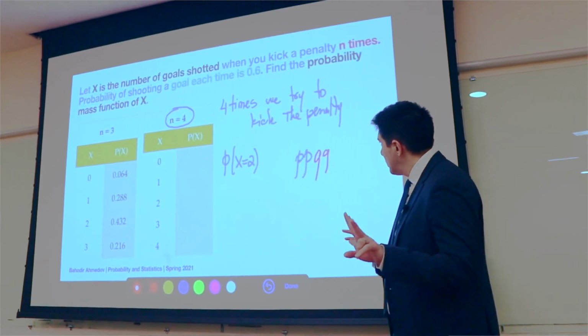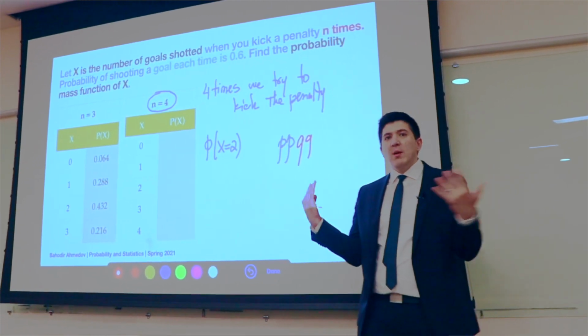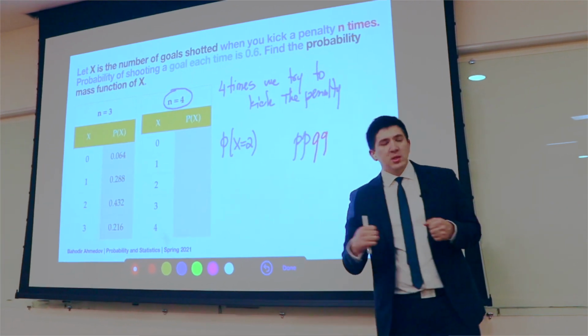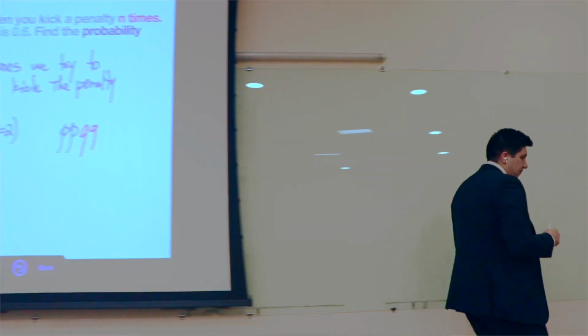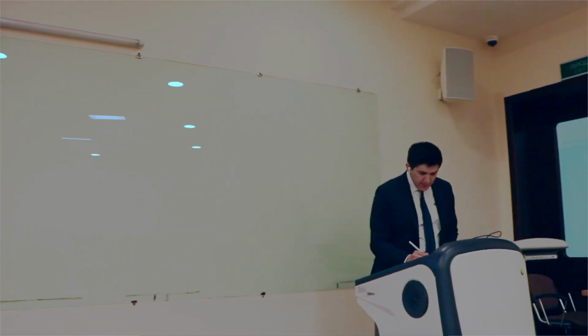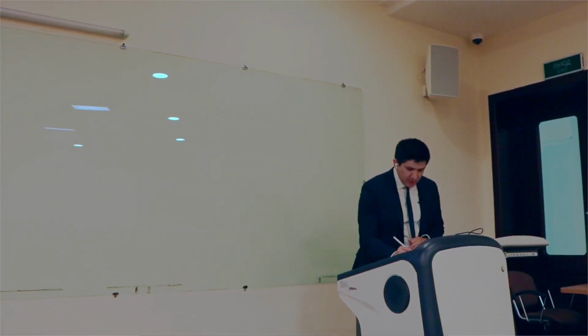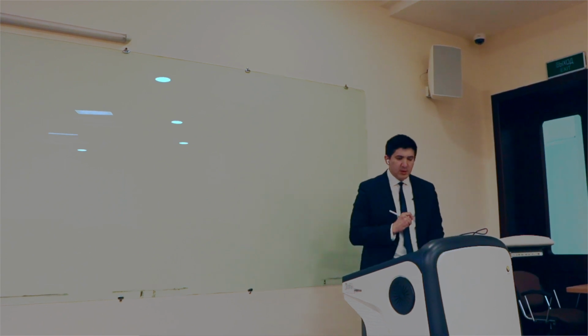So now what we have to do is figure out the number of rearrangements. What is the number of rearrangements? 4 factorial divided by 2 factorial divided by 2 factorial.